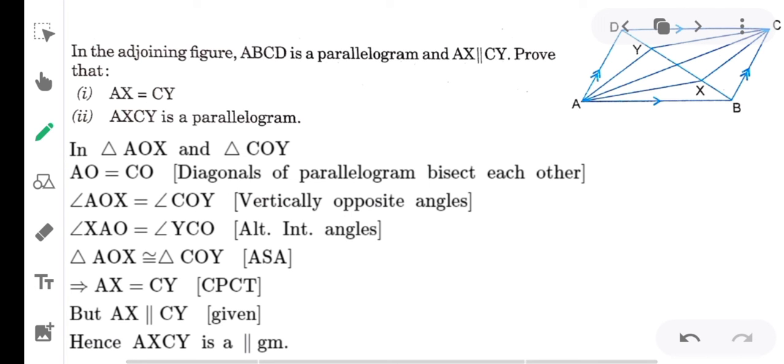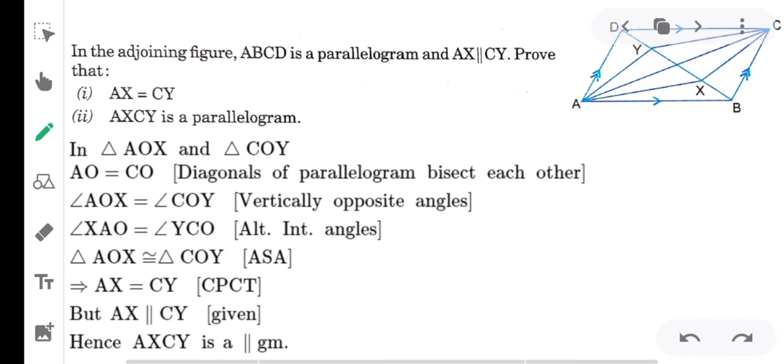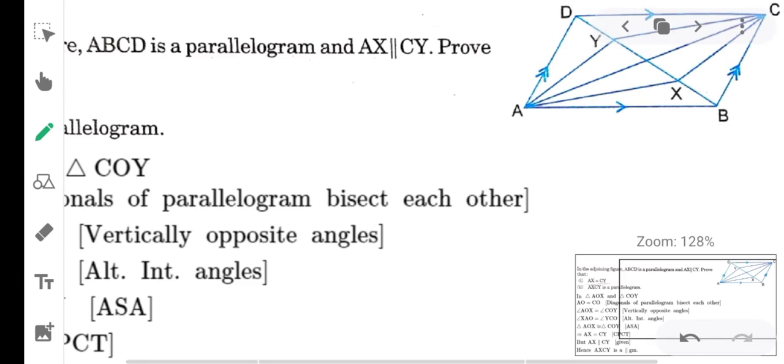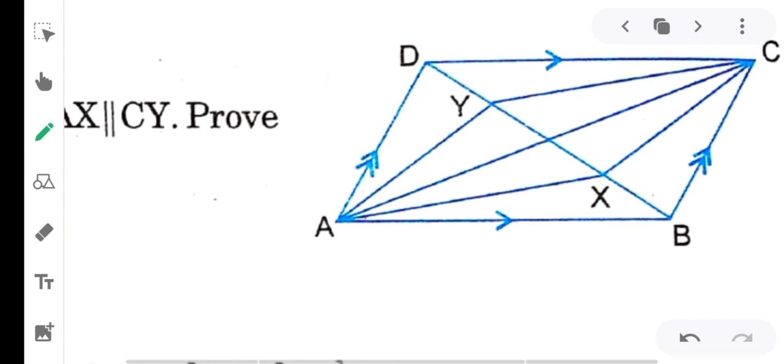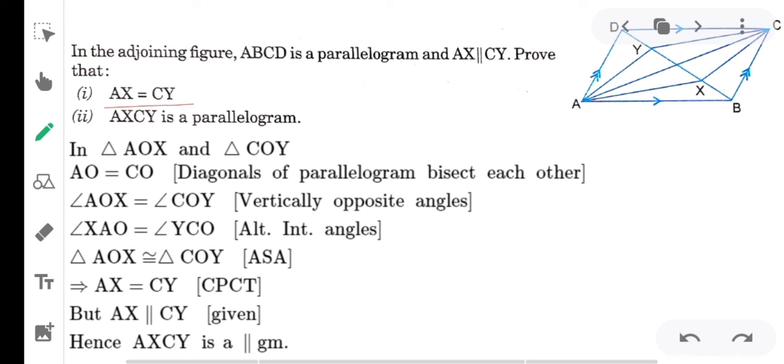In the adjoining figure, ABCD is a parallelogram and AX is parallel to CY. This is given. Then we have to prove that AX equals CY and that AXCY is a parallelogram.